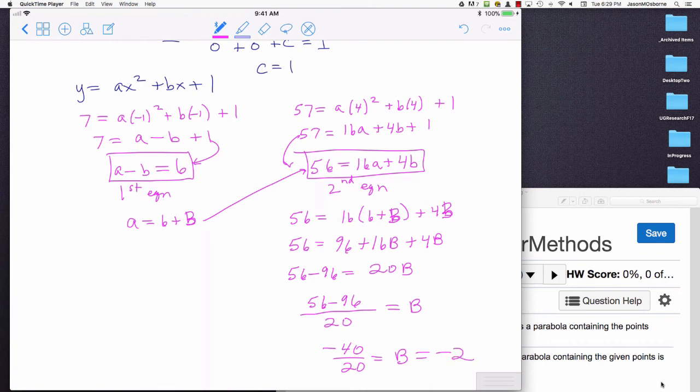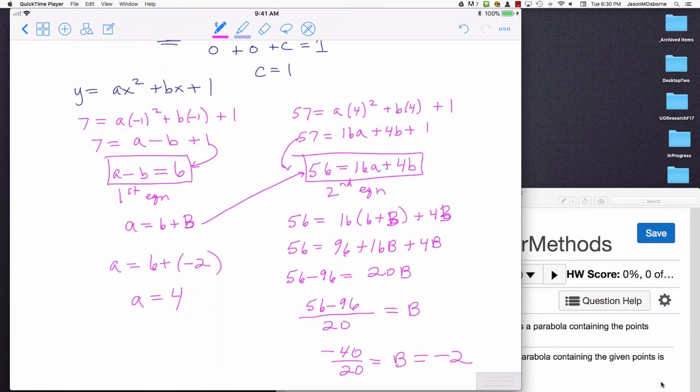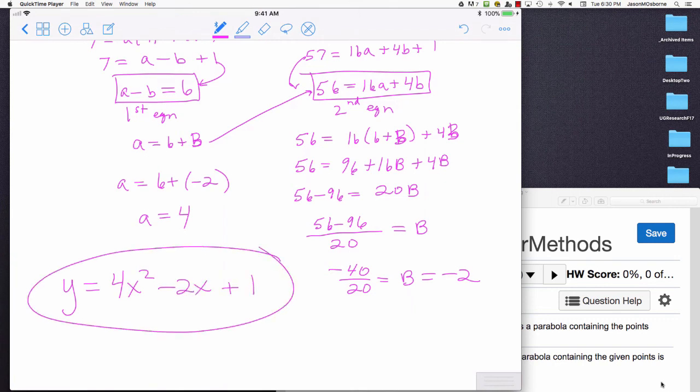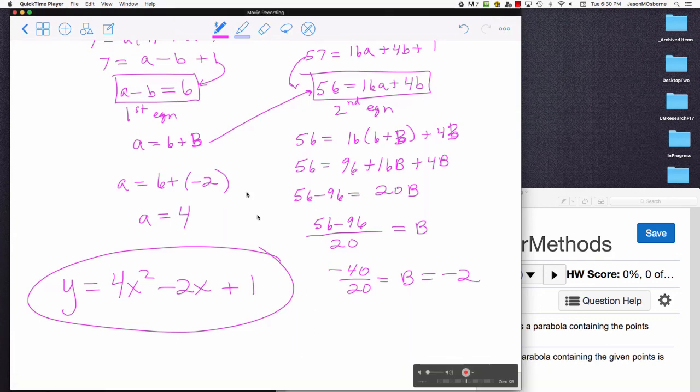If b is negative 2, then a is equal to 6 plus negative 2. So a is equal to 4. And we can now say that our quadratic function that fit that data is y is equal to 4x squared minus 2x plus 1. Okay, that was the quadratic function that fit the data above.